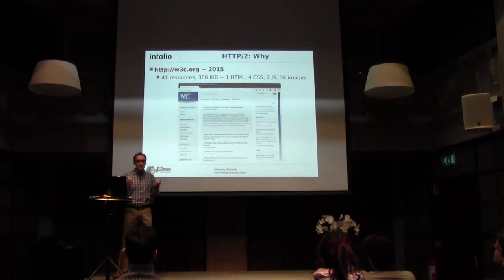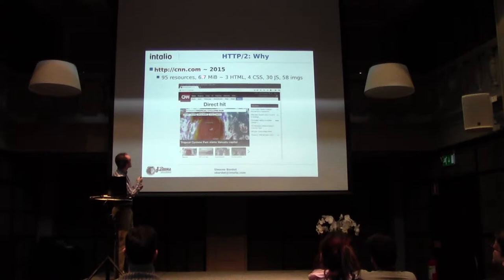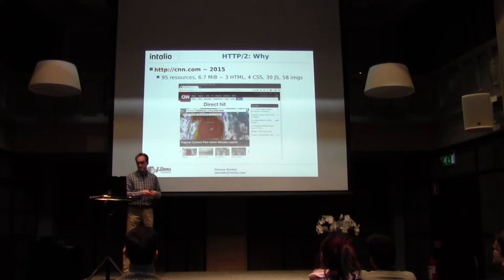Let's take, for example, the CNN.com page. This one comes at a whopping 95 resources, 6.7 megabytes of download just for the front page. And you get 3 HTML, 4 CSS, 30 JavaScript, that's not bad, eh? JavaScript frameworks, and 58 images. So, what happened in these 20 years? Well, this is what happened.